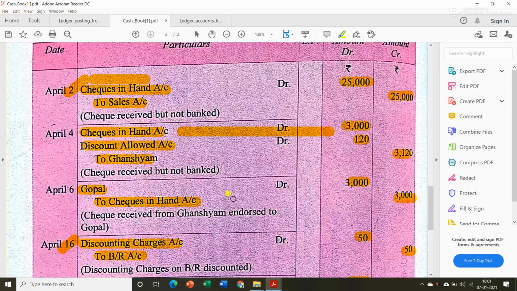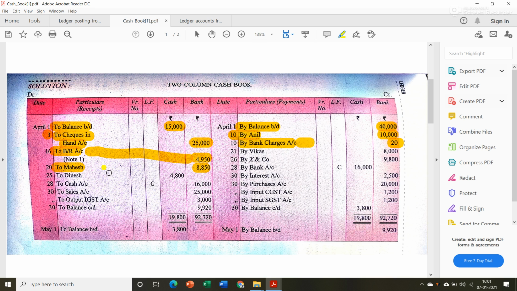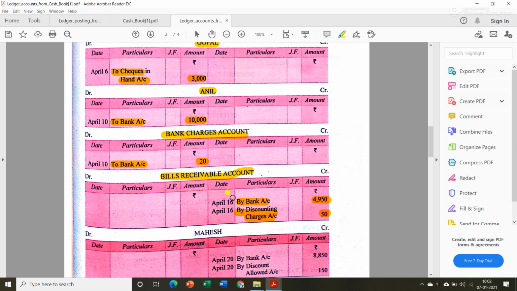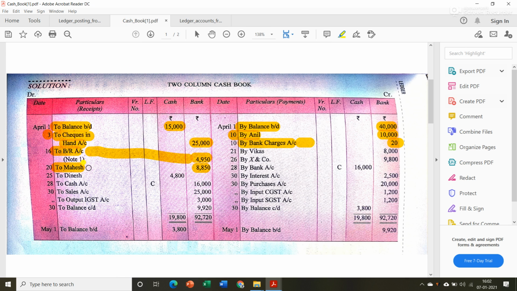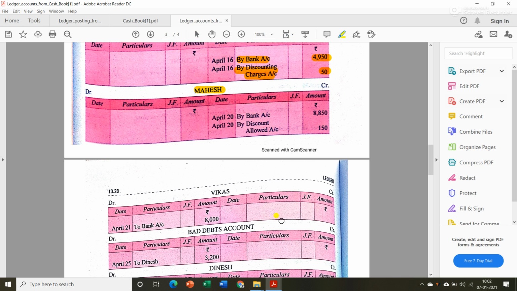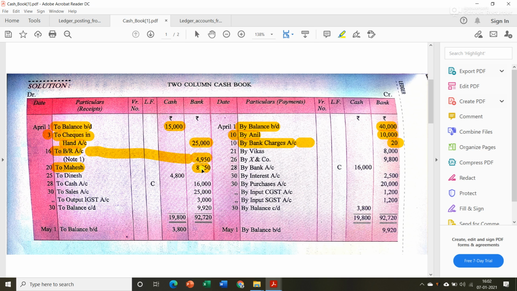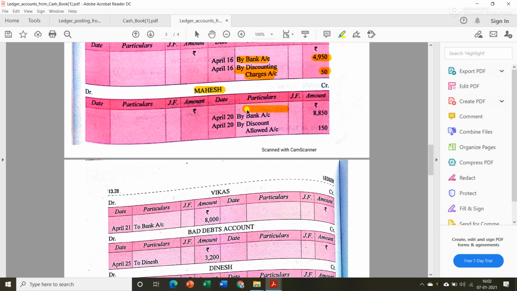Now come to the ledger posting. First we will post to this Mahesh account the amount that we received from him. Do we have Mahesh account in our ledger? Let us see. Nope. So we will prepare Mahesh account. The next step is to see on which side this transaction was recorded. It was recorded on the debit side, that means in Mahesh account it will be recorded on the credit side here. Then the amount was written in the bank column, so here we will write by bank account 8,850.